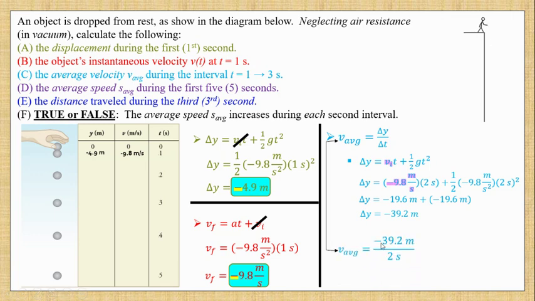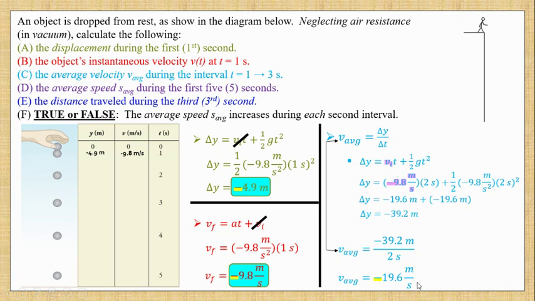The numerator is negative 39.2 meters. The denominator is 2 seconds. So if we simplify that, we should get an average velocity of negative 19.6 meters per second. The answer is highlighted with the direction there because it asks for average velocity, which is a vector quantity. So you do need the sign here, or you can say 19.6 meters per second downward.